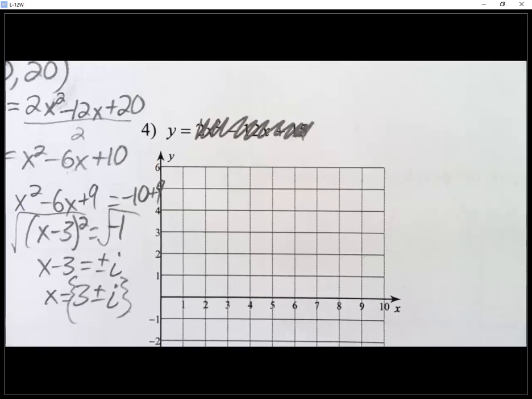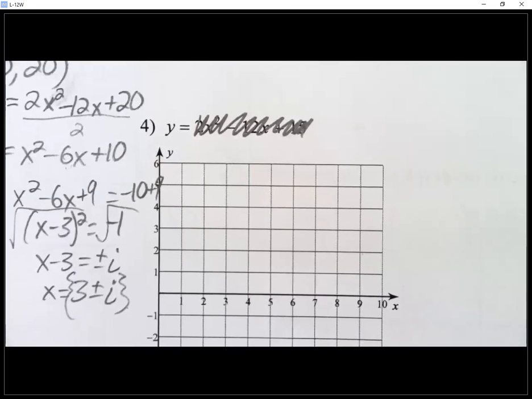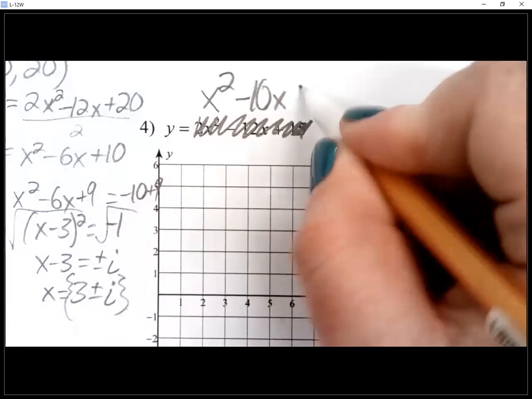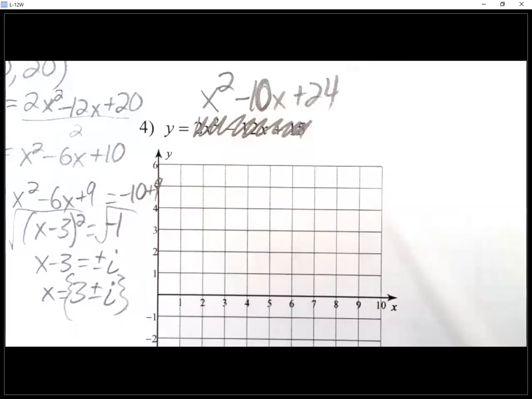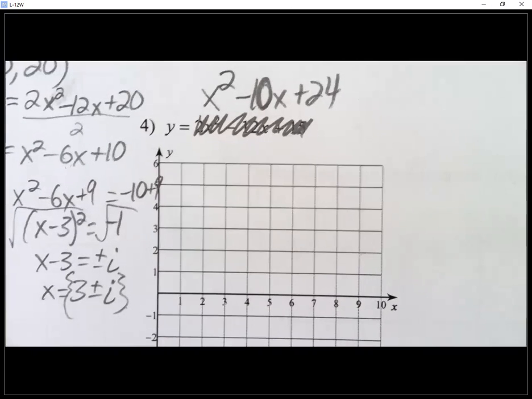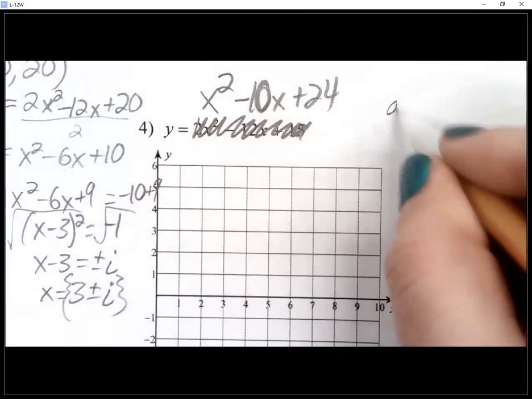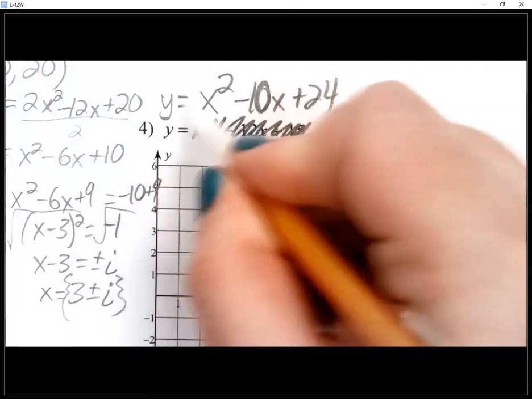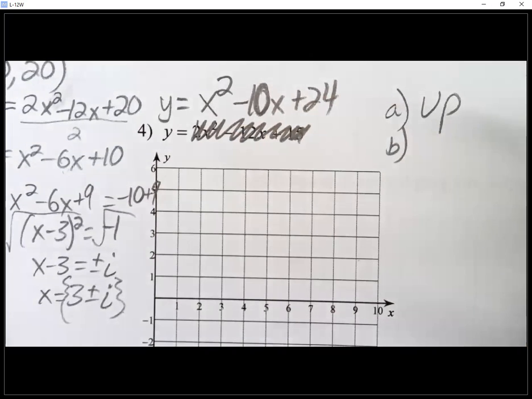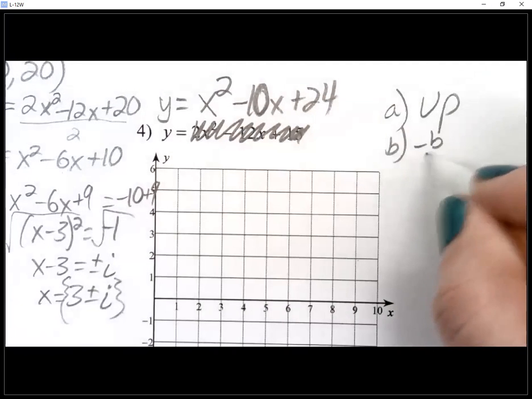All right, I think I have one now. Yes, okay, this is what I want. So our new equation for 4 is going to be x squared minus 10x plus 24. Cross out your number 4, put this new one in, and let's go through these steps together. Is this thing going to be up or down? Up for sure. Let's find the vertex. To do the vertex, we got to do negative b over 2a. So everybody go ahead and find that number.